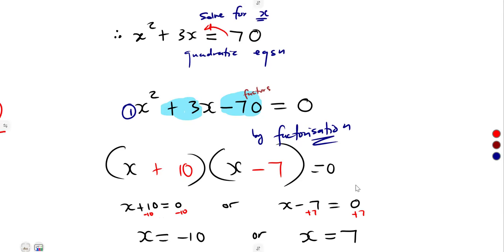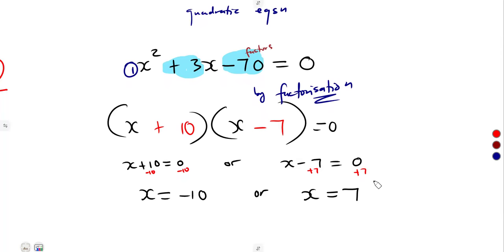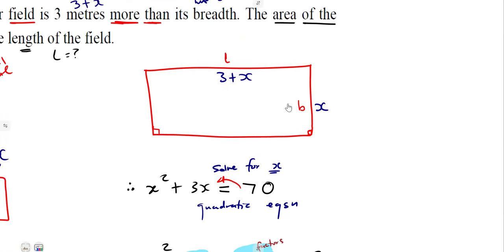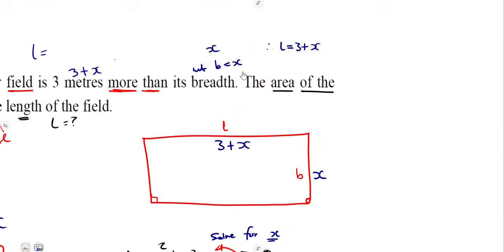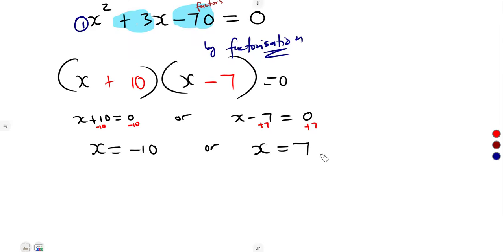We use x as a positive, because we've got a negative there. So we're going to take the positive value. And remember, we are talking about x representing the breadth. And remember that the breadth is less than the length. The length is bigger than the breadth. So meaning to say the breadth is supposed to be 7. The breadth is equal to 7 meters.